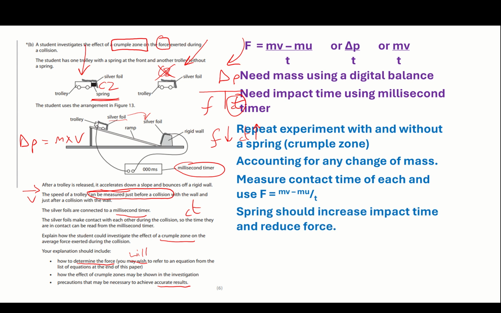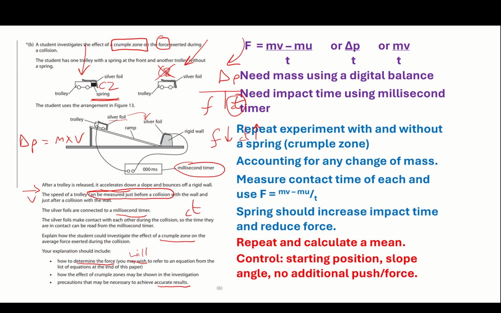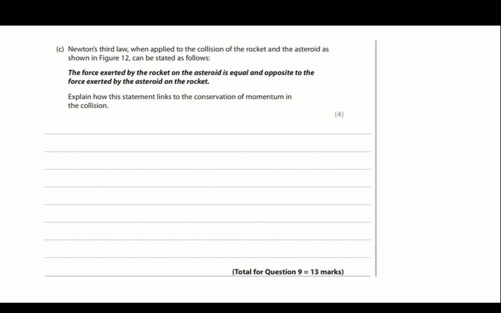Next part. Well, the spring one should have a longer impact time, 1 mark, and therefore should have a lower force. And then I think we've answered most of those parts apart from the precautions. So the precautions are, let's go through: accurate results, repeat and calculate a mean. Make sure we control the following: same starting position exactly. Make sure that the slope angle is the same every single time, so there's no change in acceleration. And make sure there's no additional push or force, again, because that would change the acceleration. So that's it in a nutshell. It's a long question, it's a tricky one. And then on to the next one.